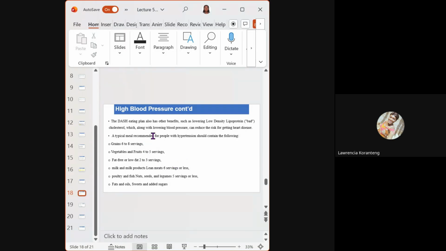A typical meal recommendation for people with hypertension should include the following. Grains should be 6 to 8 servings. Vegetables should be 4 to 5 servings. Fat free or low fat milk and milk products should be 2 to 3 servings, so you see the fat is very low here. Lean meat should be 6 servings or less, lean meaning without fat. Poultry, fish, nuts and legumes should be 5 servings or less. Fats and oils, sweets and other sugars should be reduced.